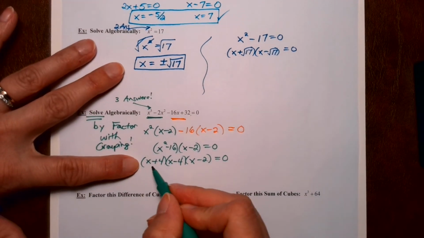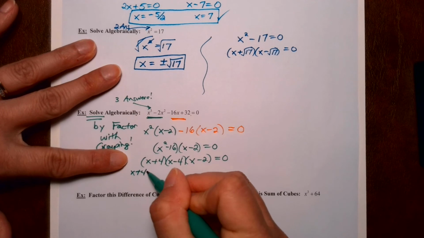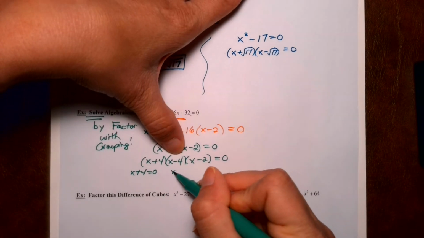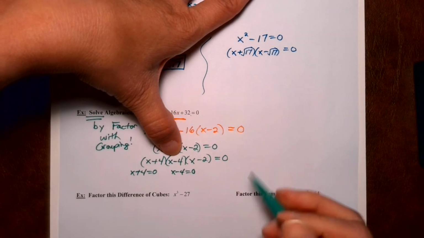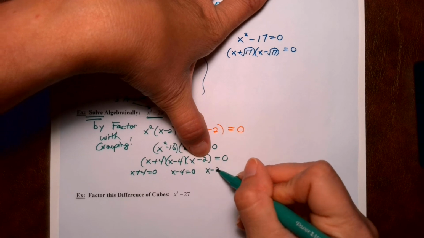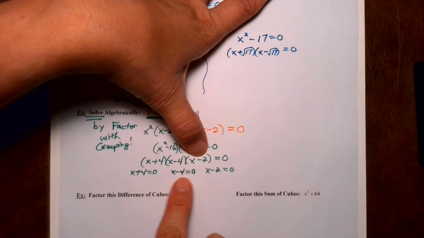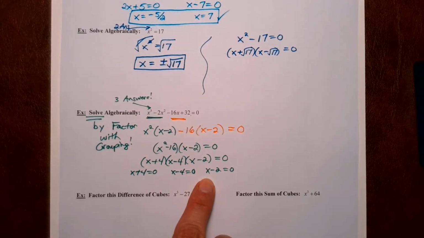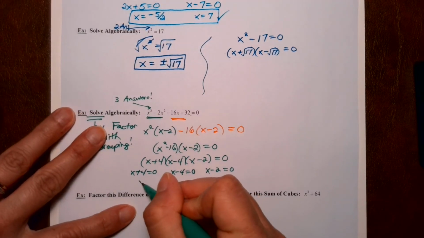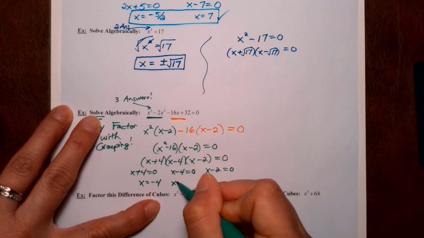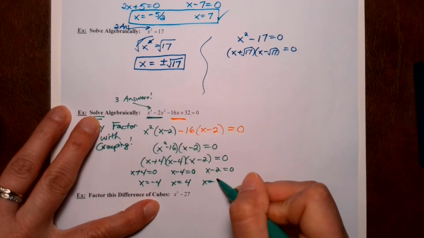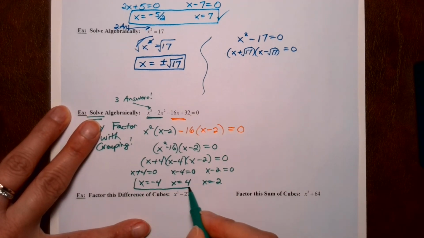Here they come. X plus 4 equals 0. X minus 4 might equal 0. Or x minus 2 might equal 0. Each factor has an x. Okay, remember, when it was just a number, we didn't have to worry about it. So our solutions are negative 4, positive 4, positive 2. Let's put a box around those.